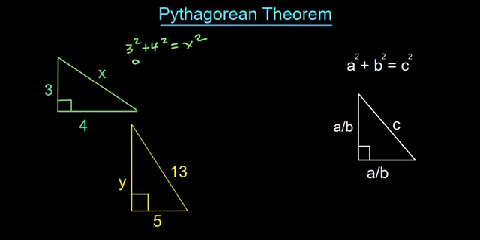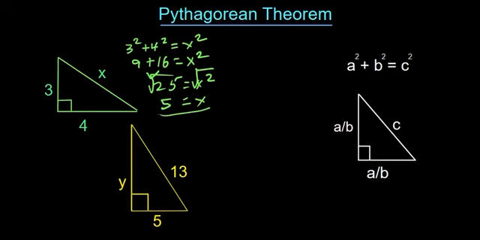3 squared is 9, 4 squared is 16, and 9 plus 16 equals x squared. 9 plus 16 is 25, so 25 equals x squared. And if we want to solve for x, the opposite of squaring a number is taking its square root. So we're going to take the square root of both sides. The square root of x squared is just x, and the square root of 25 is either positive or negative 5. In this case, we're just going to stick with positive 5, as you cannot have negative side lengths. And so x is equal to 5.